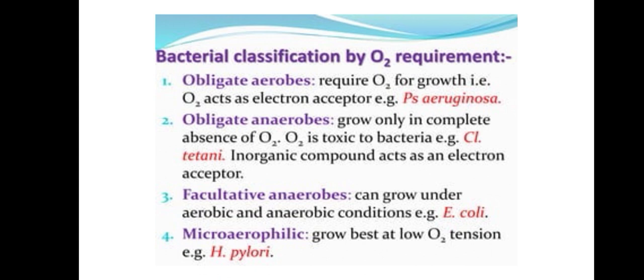Second is obligate anaerobe. They will grow only in complete absence of oxygen because oxygen is toxic to these bacteria. An example, Clostridium tetani. And third is facultative anaerobe. They can grow under aerobic as well as anaerobic conditions. Example, E. coli. And the fourth type is microaerophilic. They will grow best at low oxygen tension. An example, Helicobacter pylori.